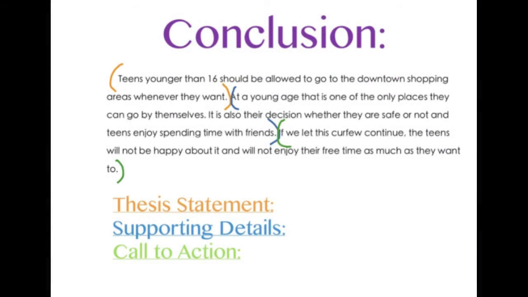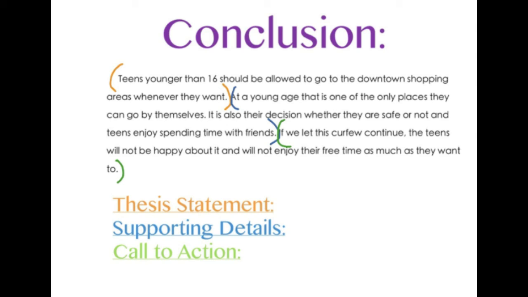All right, so here we have an example conclusion, and it goes like this. Teens younger than 16 should be allowed to go to the downtown shopping area whenever they want. That's the first thesis statement, the general idea of the whole essay. Then they move on to, at a young age, that is one of the only places they can go by themselves. It is also their decision whether they are safe or not, and teens enjoy spending time with their friends. Right there, they summarize their body paragraphs, the supporting details to the overarching principle, which is that first sentence.